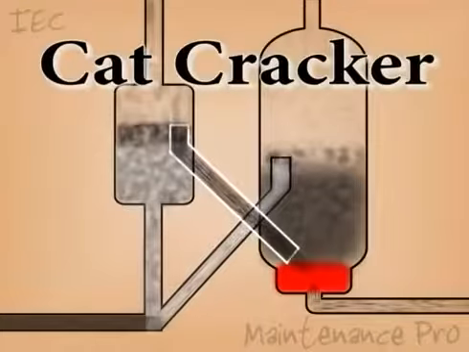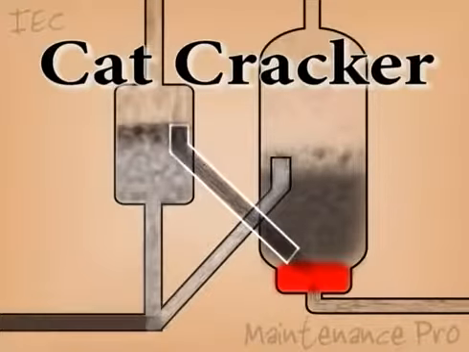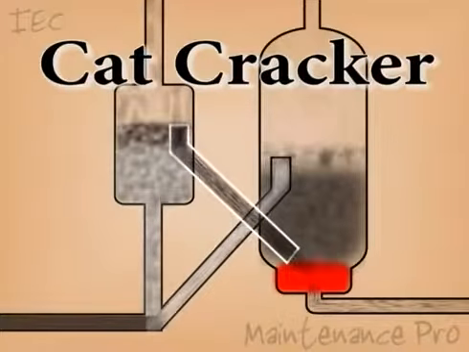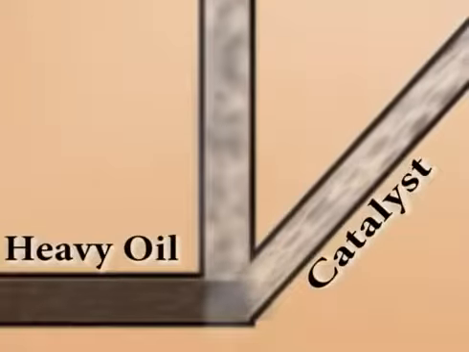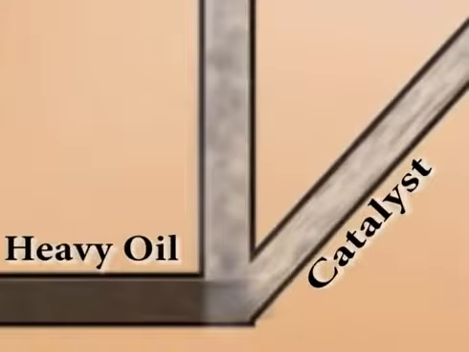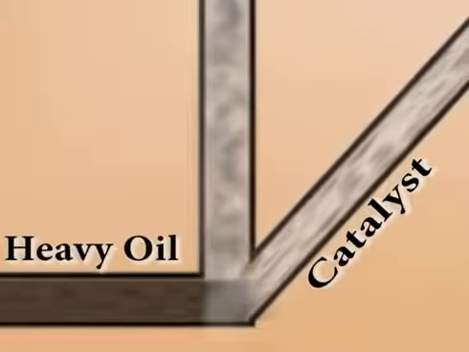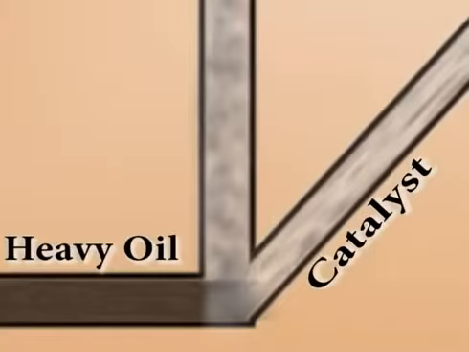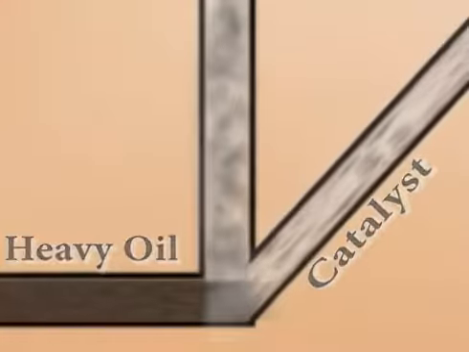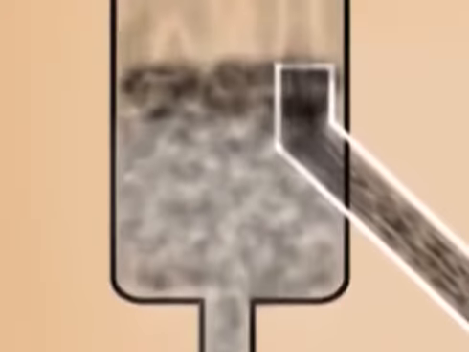To do its work in the cat cracker, the catalyst must be heated to more than 1,000 degrees Fahrenheit. Then, at the base of the unit, hot catalyst and heavy oil meet, and the cracking begins. The heavy oil is immediately vaporized, and the vapor in turn fluidizes the catalyst. This mixture rises to the reactor. Here, the heat and the catalyst complete the cracking reaction.